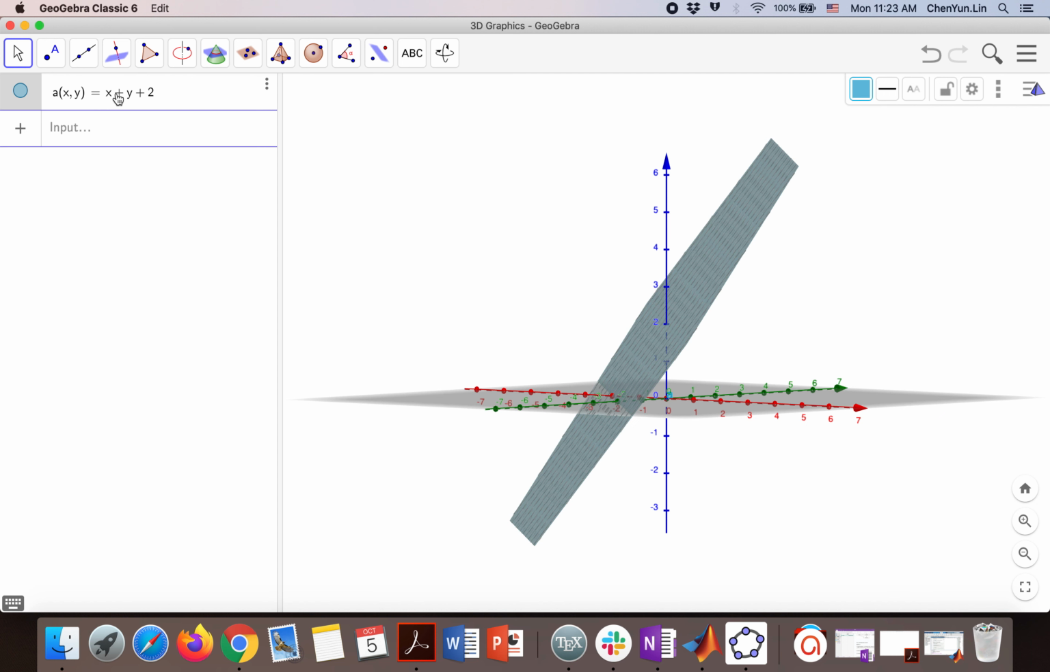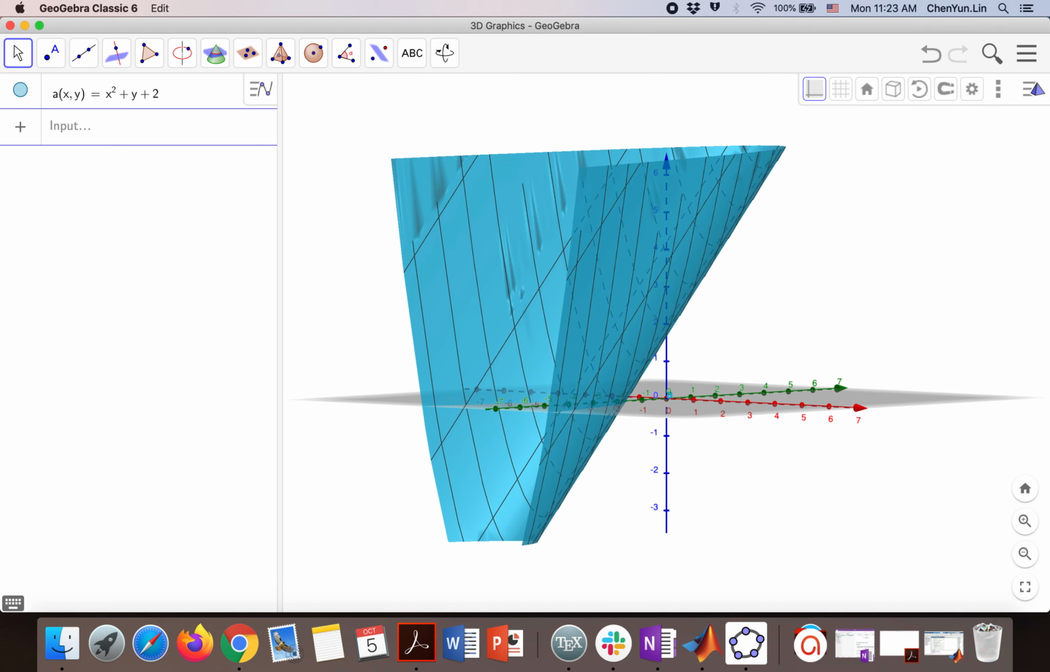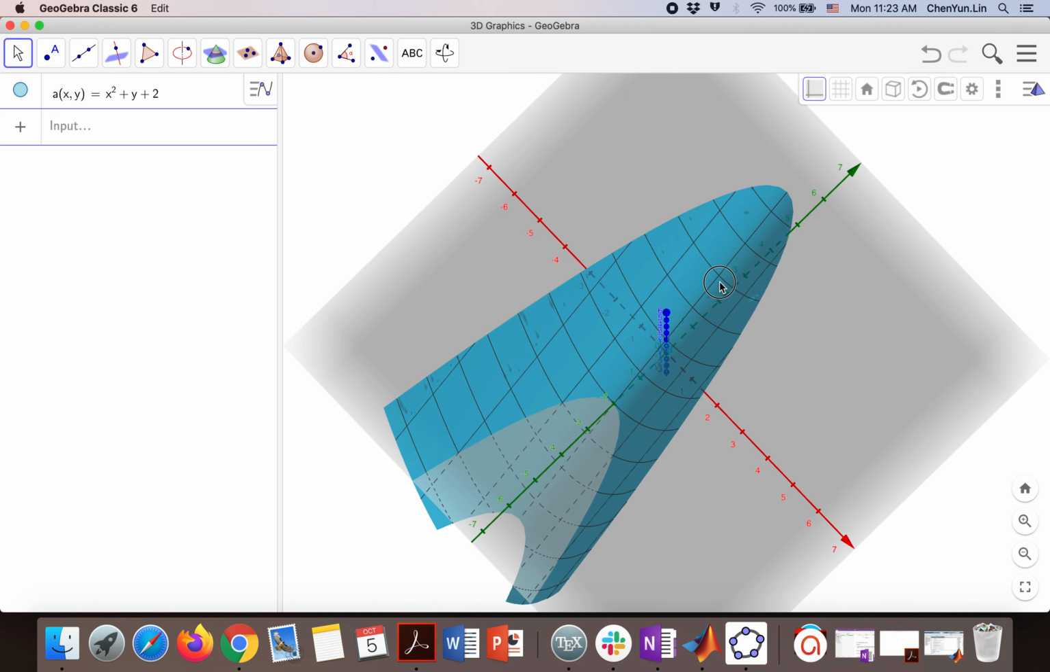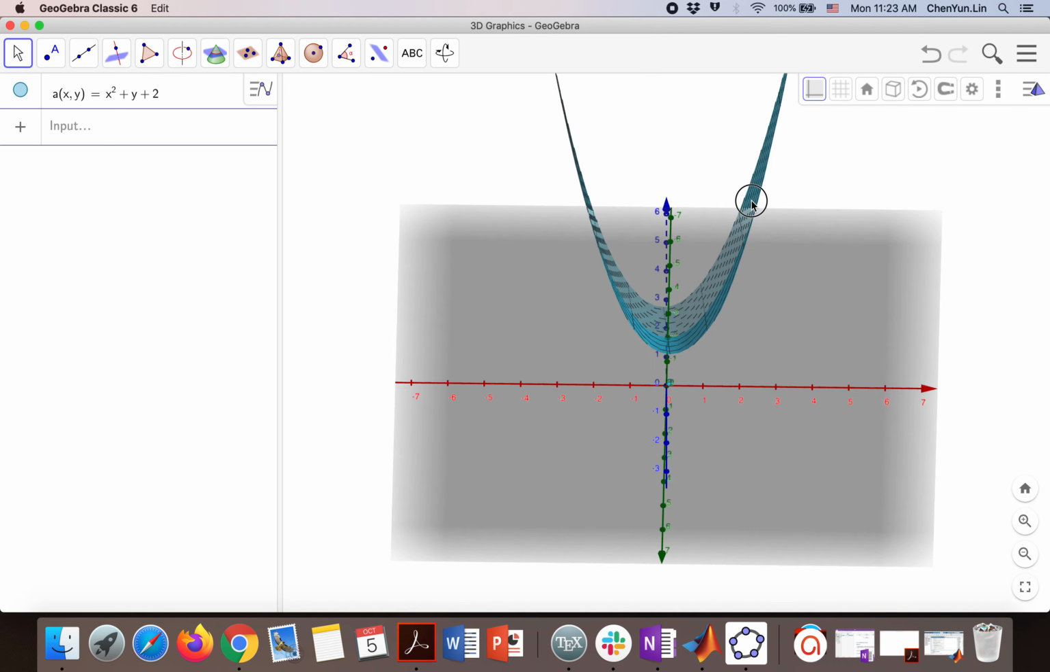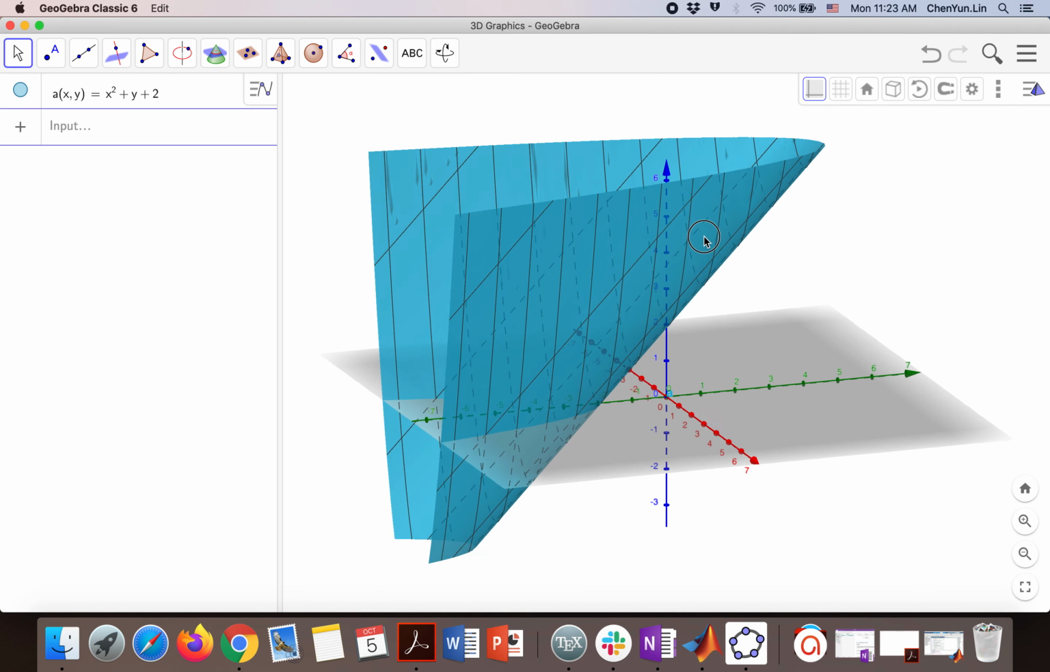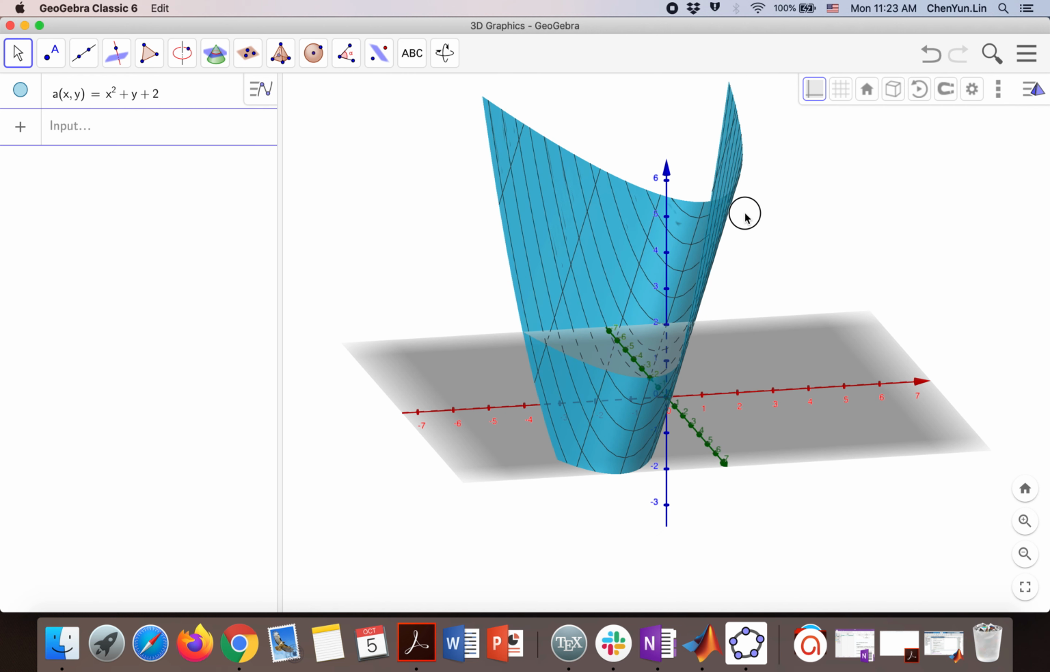Okay, so if I now play with this a little bit, if I do x squared plus y plus 2, let's see what it will look like. Ooh, looks like this. Kind of like a parabola, but it's in three-dimensional space. So this is more like a paraboloid.